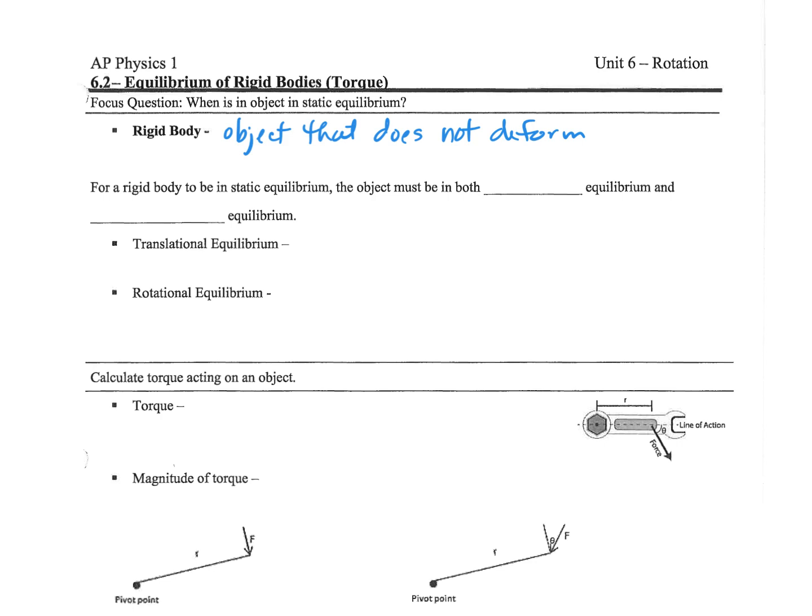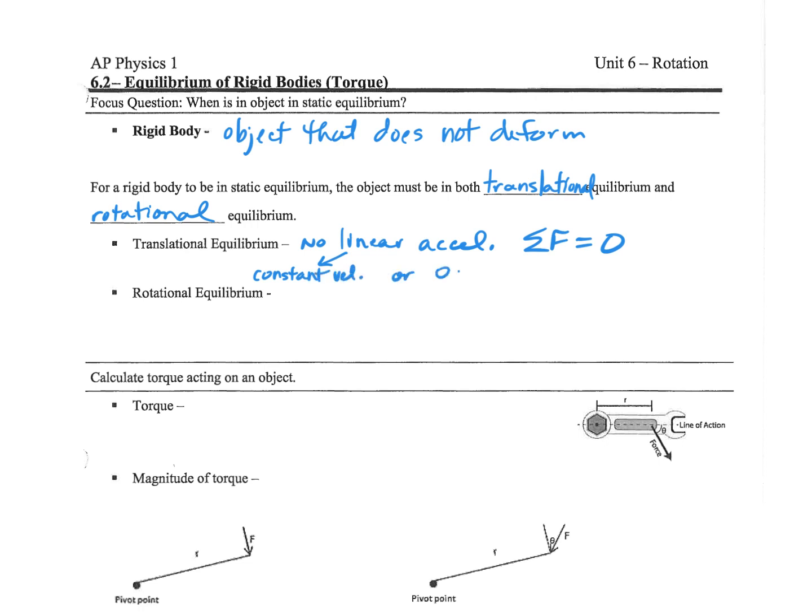So for a rigid body to be in static equilibrium, that means the object must be in both translational equilibrium and rotational equilibrium. Okay? So what does translational equilibrium mean? We've covered this one already. It has no linear acceleration. In other words, the sum of forces is equal to 0. It's either constant velocity or zero velocity, right? So it's either not moving or it's moving at a constant speed.